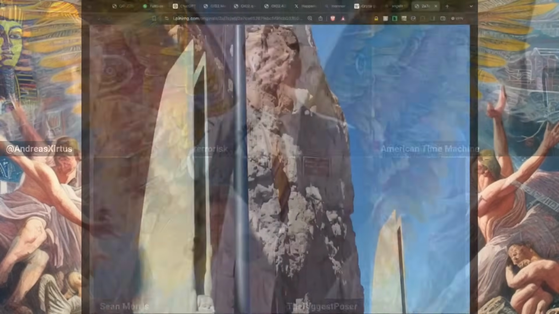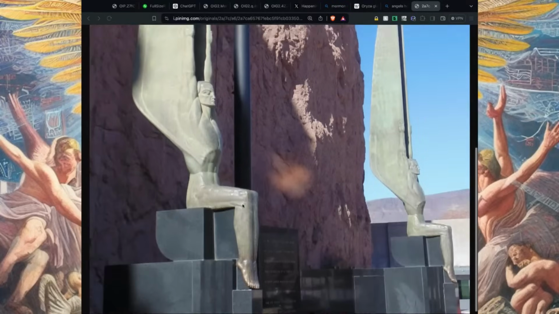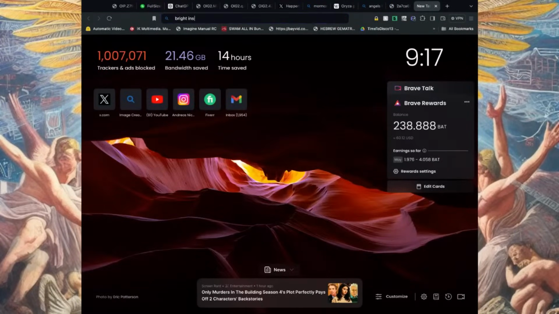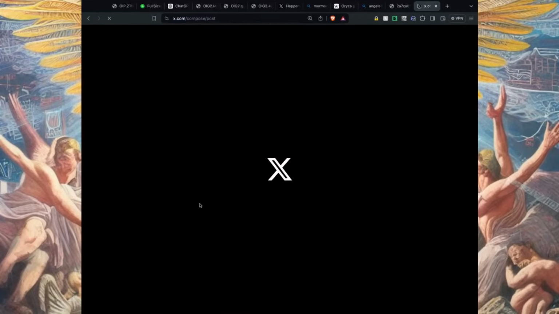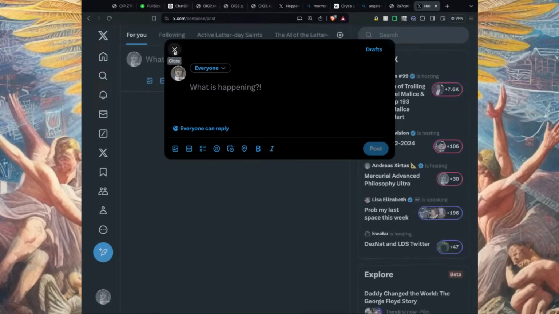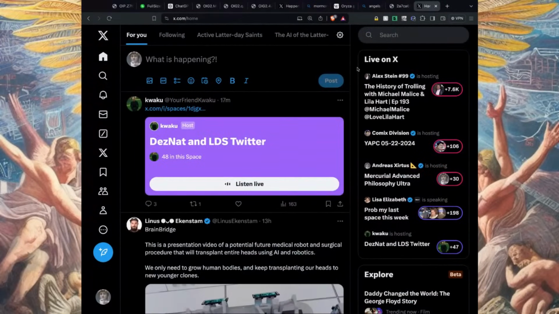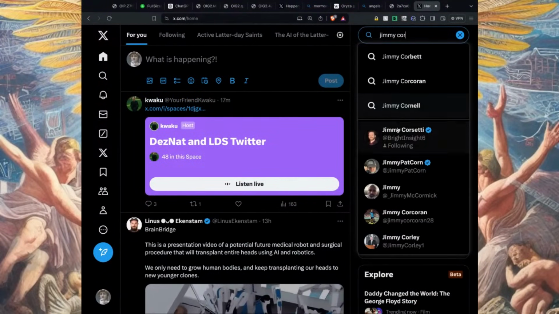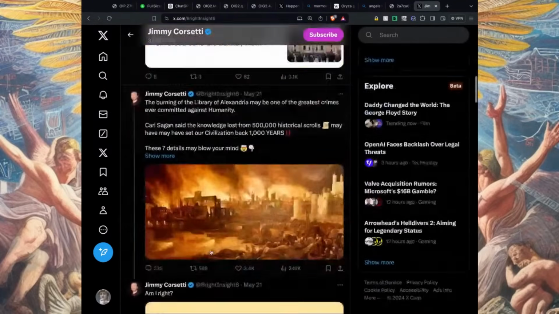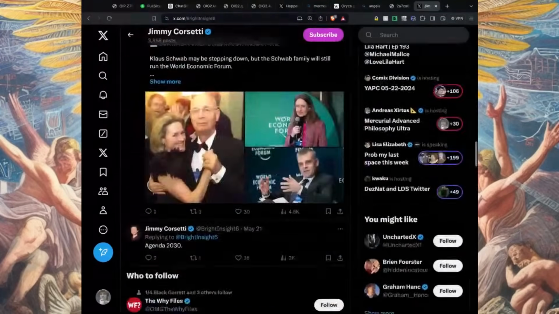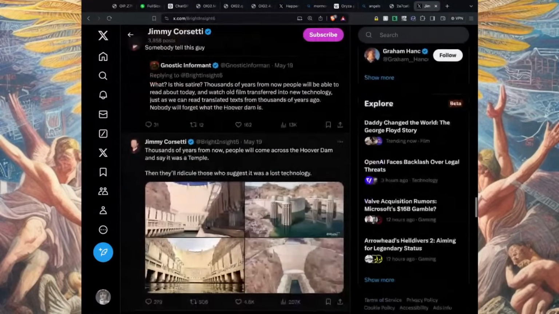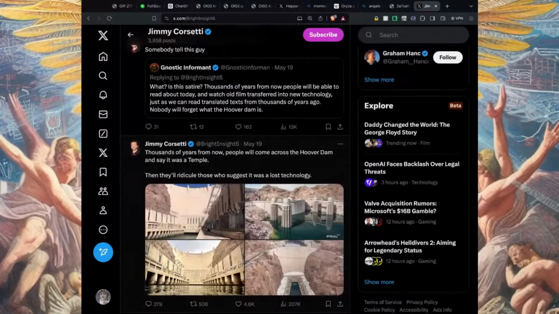I was looking up the Hoover Dam because of what's his name, Bright Insight, Jimmy Corsetti. He's got this new thought that he feels is super important. Let me go find it. I'm not trying to be a jerk about it. Actually, that sounded more jerky than I meant. But he put this thought down. Where's it at? Thoughts are good. Is that what we call these now?